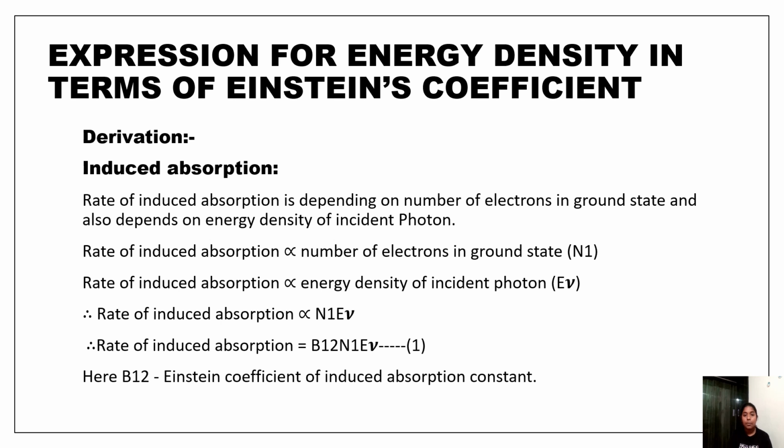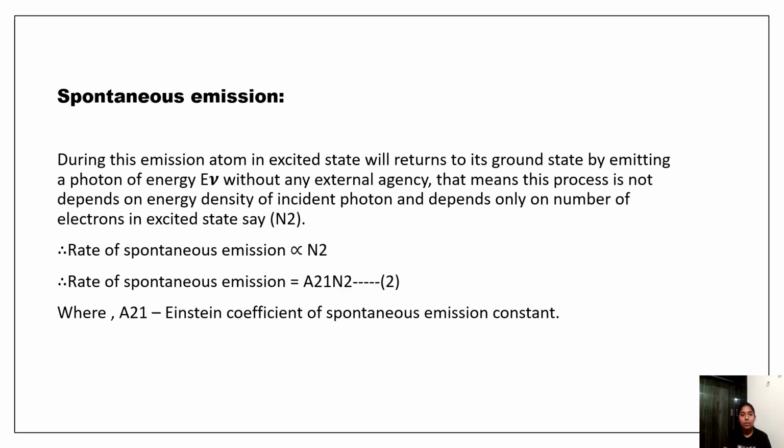The rate of induced absorption is directly proportional to the electrons in the ground state, and it is directly proportional to the energy density of the incident photon. Therefore, the rate of induced absorption is directly proportional to N1 E mu. That is, the rate of absorption is equal to B12 N1 E mu. Here, B12 is represented as the Einstein coefficient of the induced absorption constant.